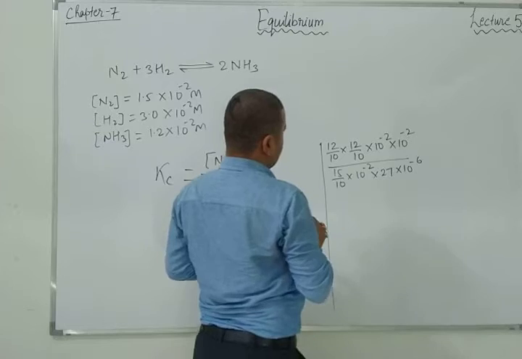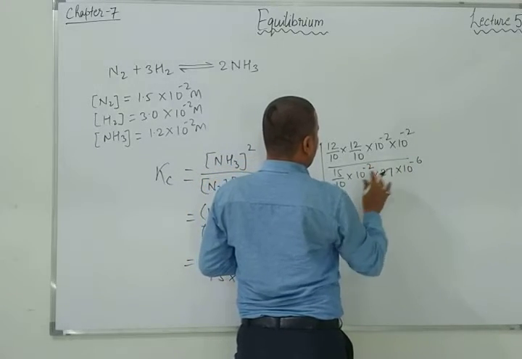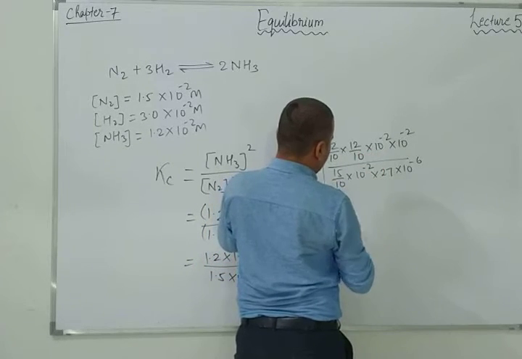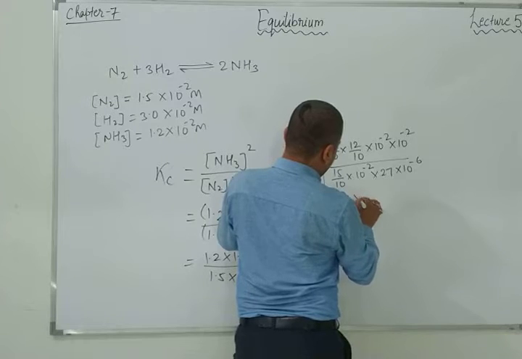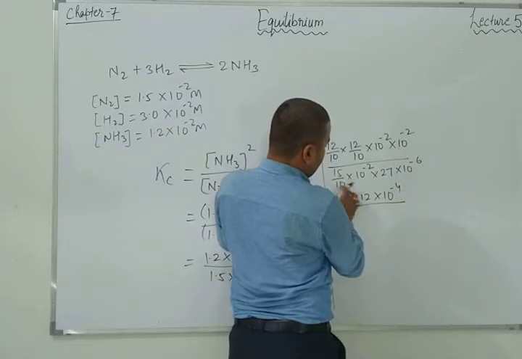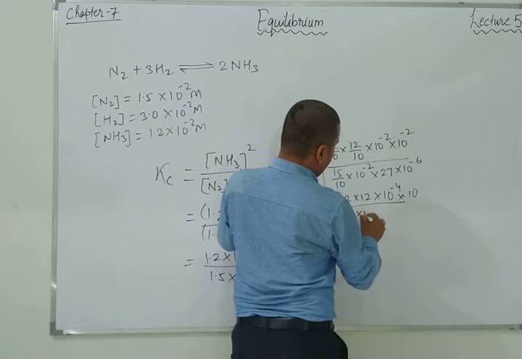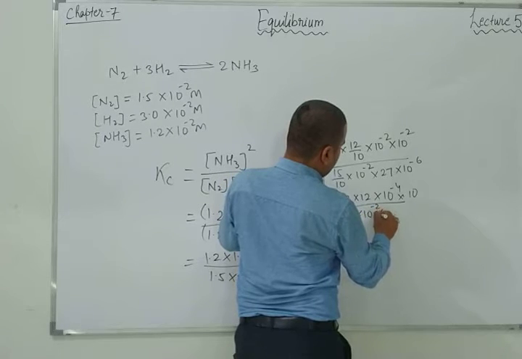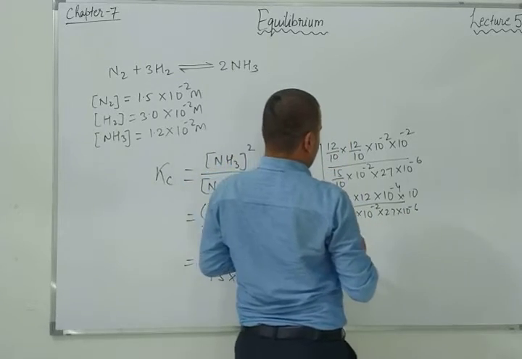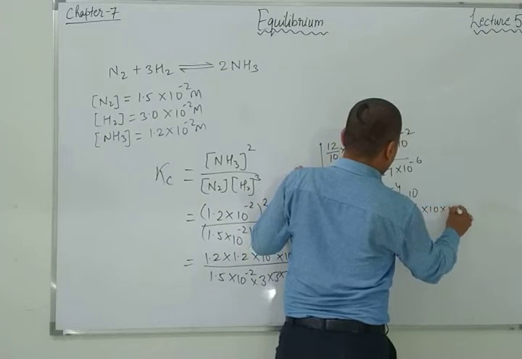So now you can see the things which are going downside, we can take downside. 10 to the power minus 2, 2 times you can cancel it. Otherwise, if you don't want to cancel, this 10 will go up and these two 10s will come down. So what will be there here? 12 into 12 into 10 to the power minus 4 upon, this 10 will go up, and here 15 into 10 to the power minus 2 into 27 into 10 to the power minus 6, and both 10s will come down into 10 into 10.